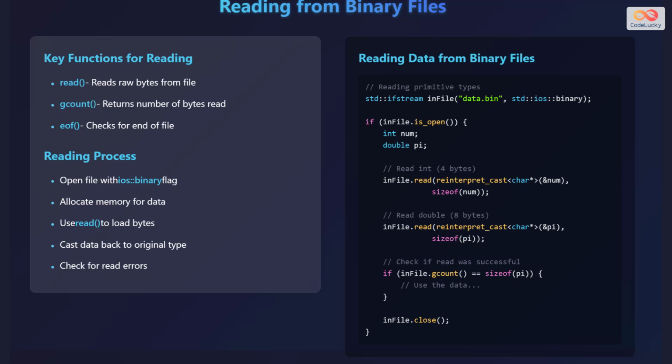Here's an example of reading primitive types from a binary file. We first open a file in binary mode using std::ifstream infile("data.bin", std::ios::binary). If the file is opened successfully, we declare an integer and a double. Then we use the read function, along with reinterpret_cast and sizeof, to read the integer and double from the file. It is important to check if the read function was successful by comparing the result of gcount with the expected size of the data. If the read was successful, we can then use the data and finally close the input file stream.